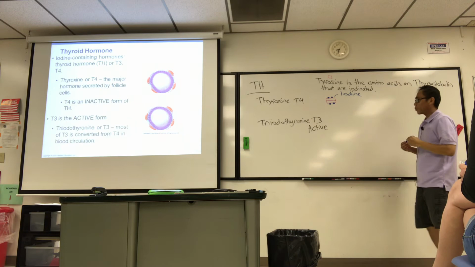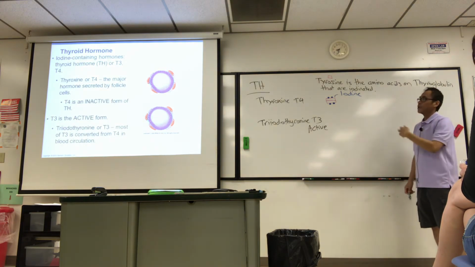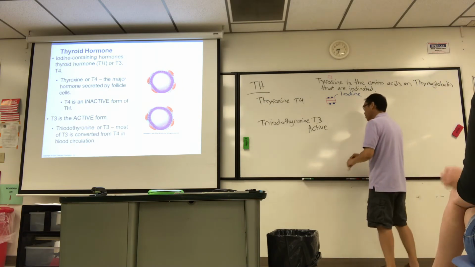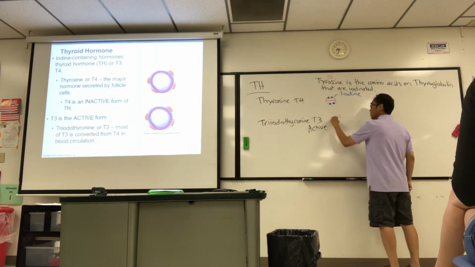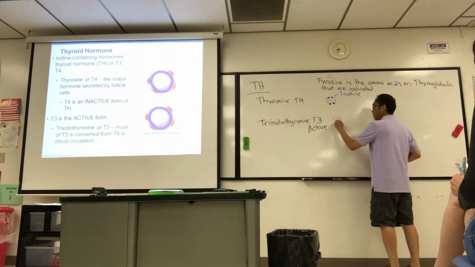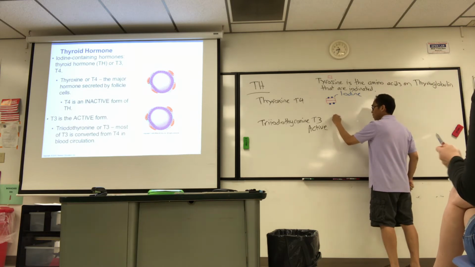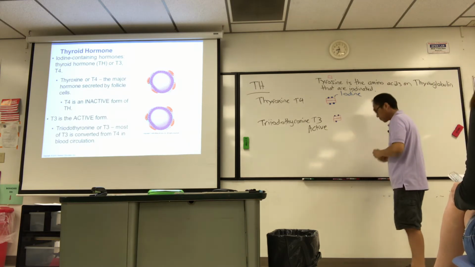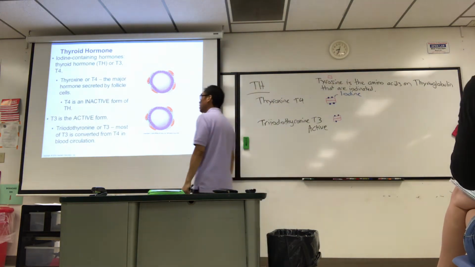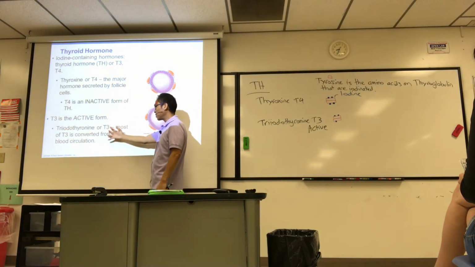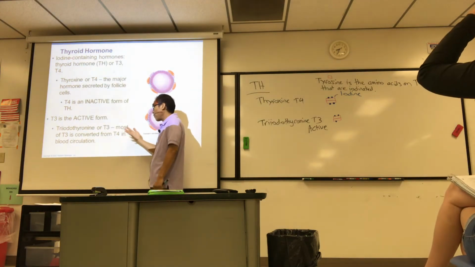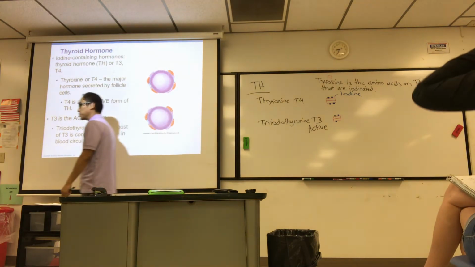If you knock one off when you get close to the target tissue, that becomes the active form. There's an enzyme that can do it. So T3 would be illustrated as just 3 of them on it. T4 is the one that's mostly secreted, but when it gets close to the target tissue, most of T3 is converted from T4 within the blood circulation.